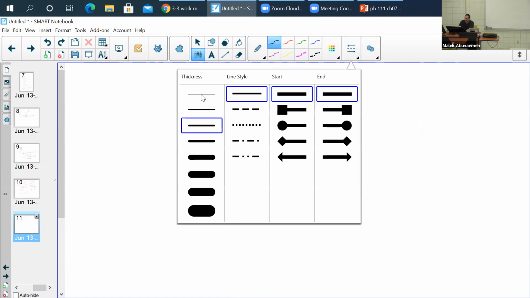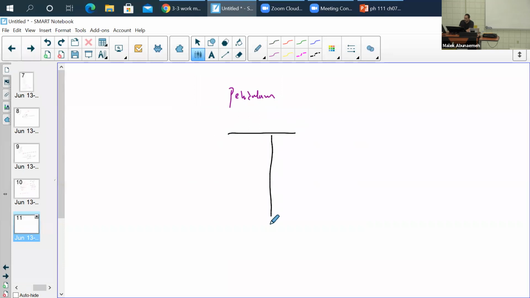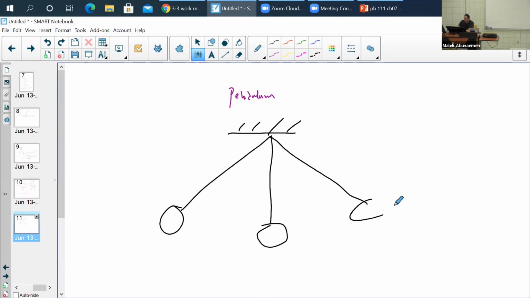So say you have a pendulum hanging from the ceiling, and you have a little pendulum over here. Let me just replicate it. Now, when you see the pendulum, it goes back and forth.